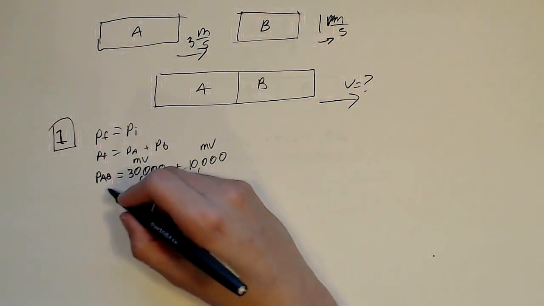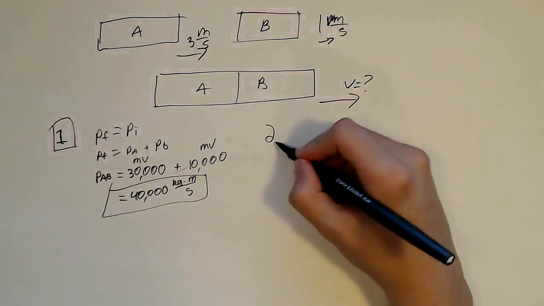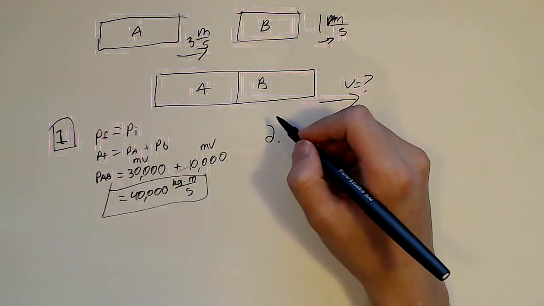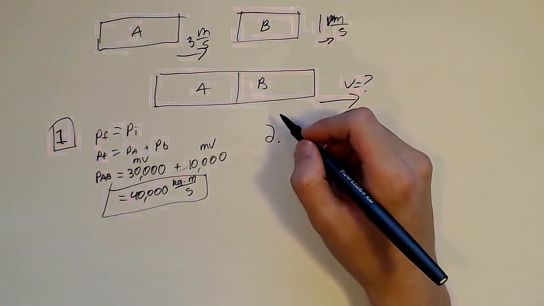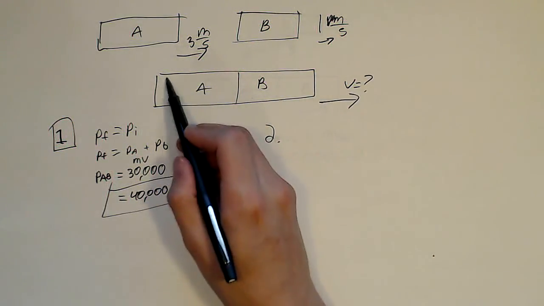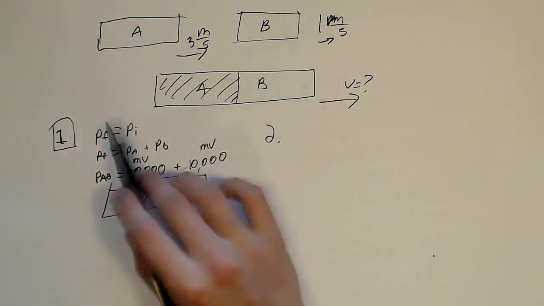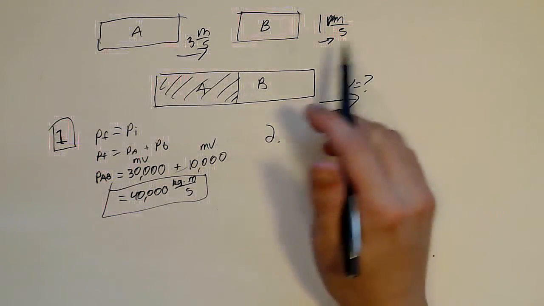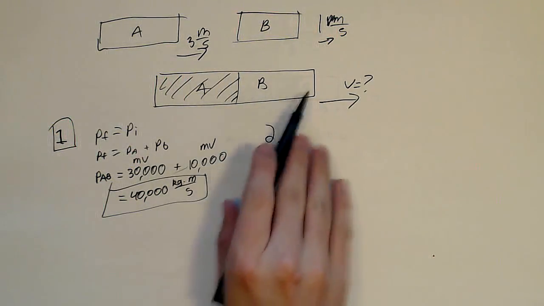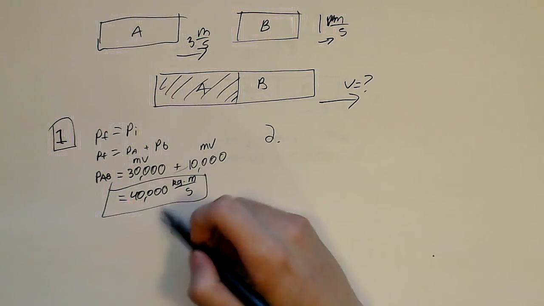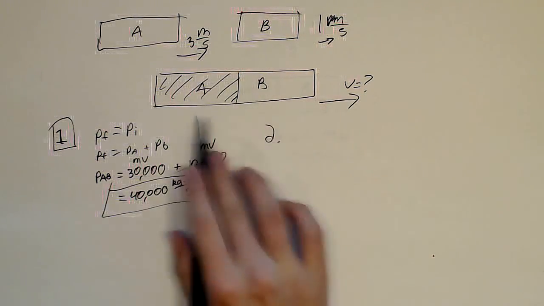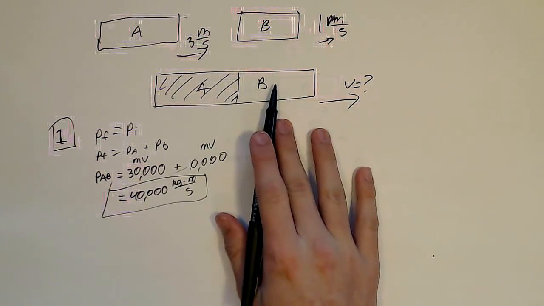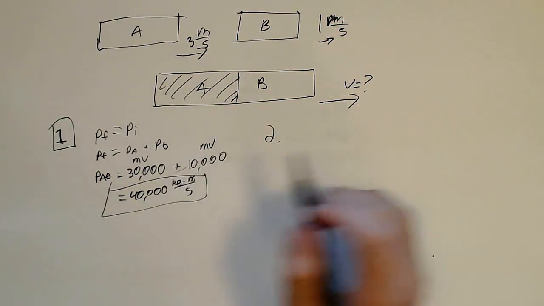So this is question 1, and question 2 says, what is the velocity of the linked car A after collision? So it's asking for the velocity of this part of the combined cars after the collision. And since they're stuck together, the velocity of this part is going to be the same as the velocity of the whole thing. So we just take the total momentum divided by the total mass to get the total velocity, which is going to be the same as the velocity for any given part.